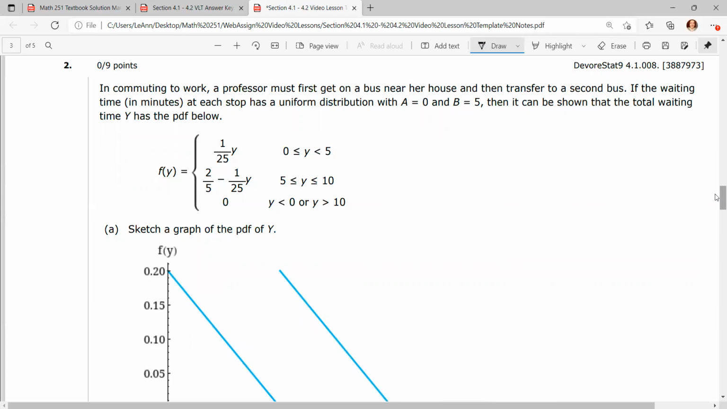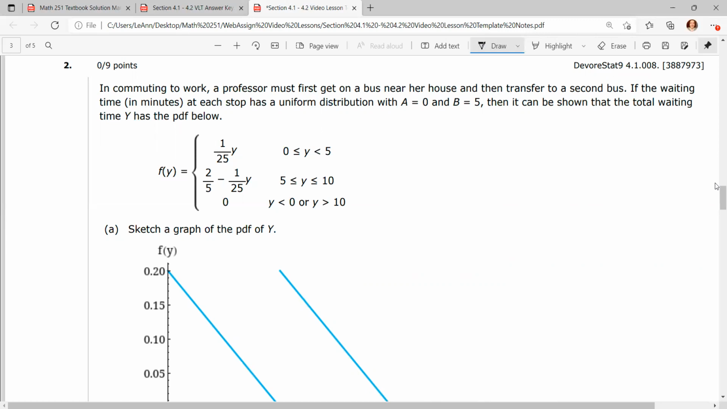We are going to have f of y equals 1 over 25y if we're in the 0 to 5 minutes, because that's our waiting time. It's going to be 2/5 minus 1 over 25y if we're between 5 minutes and 10 minutes. And then 0 if we're either less than 0 minutes or greater than 10. So that's the otherwise case. Then it wants us to sketch a graph of the PDF of y.